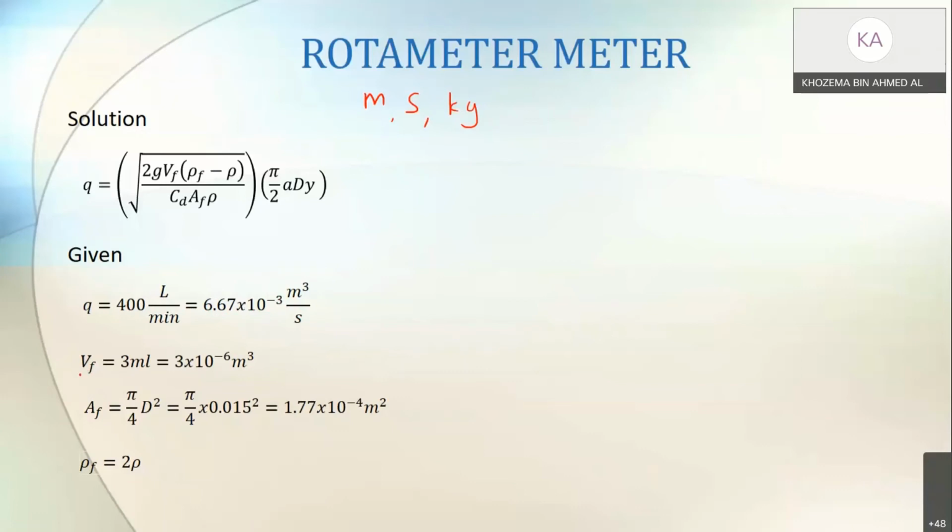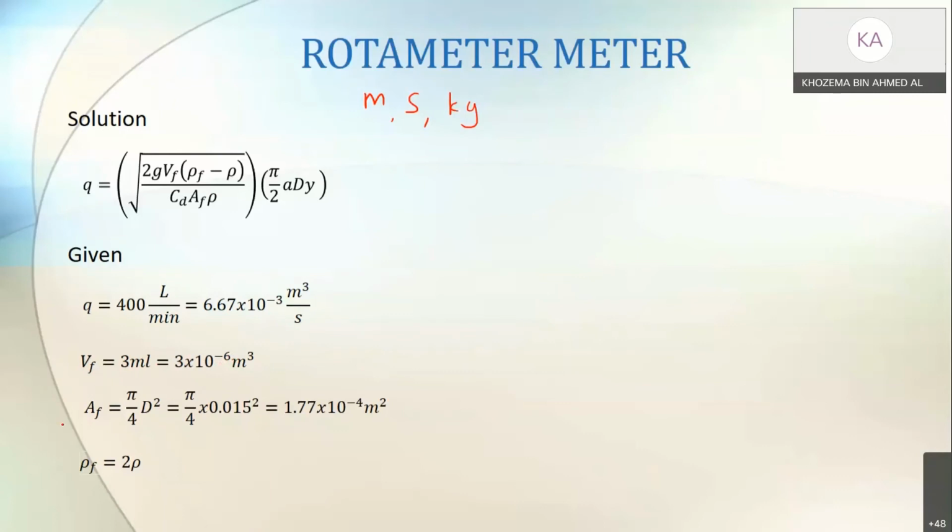The volume which is given to us in 3 milliliter, I change it into 3 times 10 to the power of negative 6 meter cube. So I change milliliter to meter cube. So this is a conversion between milliliter and meter cube.